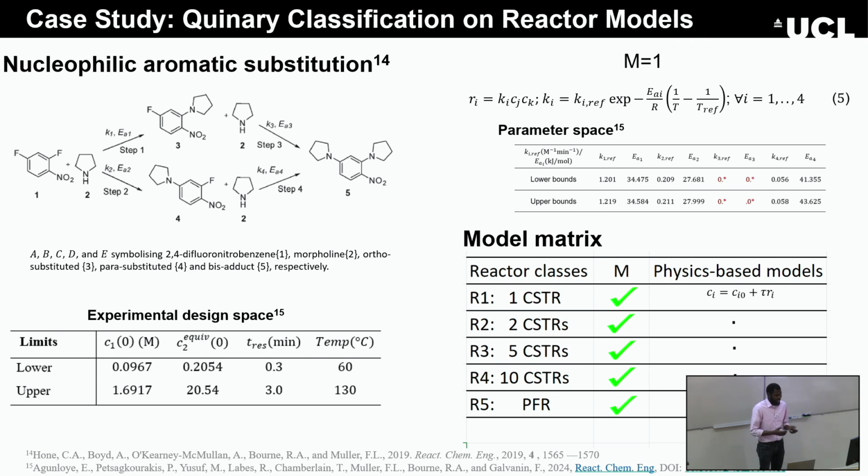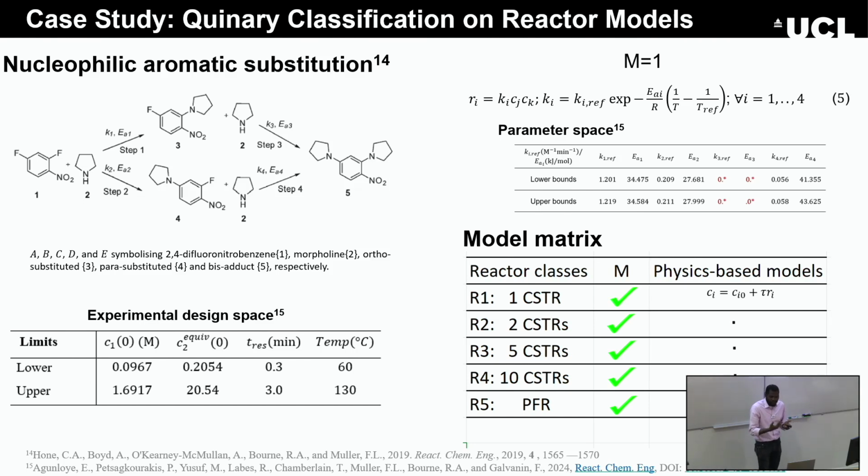So we used a kinetic model for this singular mechanism, because this is the only mechanism that is applicable within this experimental design space. And in the literature, we've already published some parameter values about these case studies. So we have the parameter space also for this system, and we were able to use this for the generation of the model matrix.